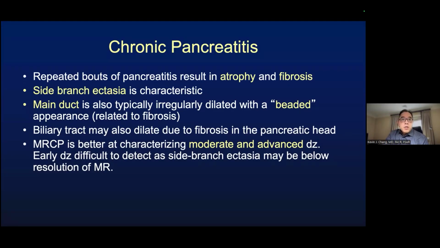The next topic is going to be chronic pancreatitis. So repeated bouts of pancreatitis can result in atrophy and fibrosis. An imaging characteristic for this is not just dilatation and beading and stricturing of the main pancreatic duct, but you also see more side branch ectasia. And the biliary tree may also be dilated due to fibrosis in the pancreatic head. And an MRCP is then better at characterizing moderate and advanced diseases, and not as good at being able to see earlier disease, as the side branch ectasia may be below the resolution of MRI.